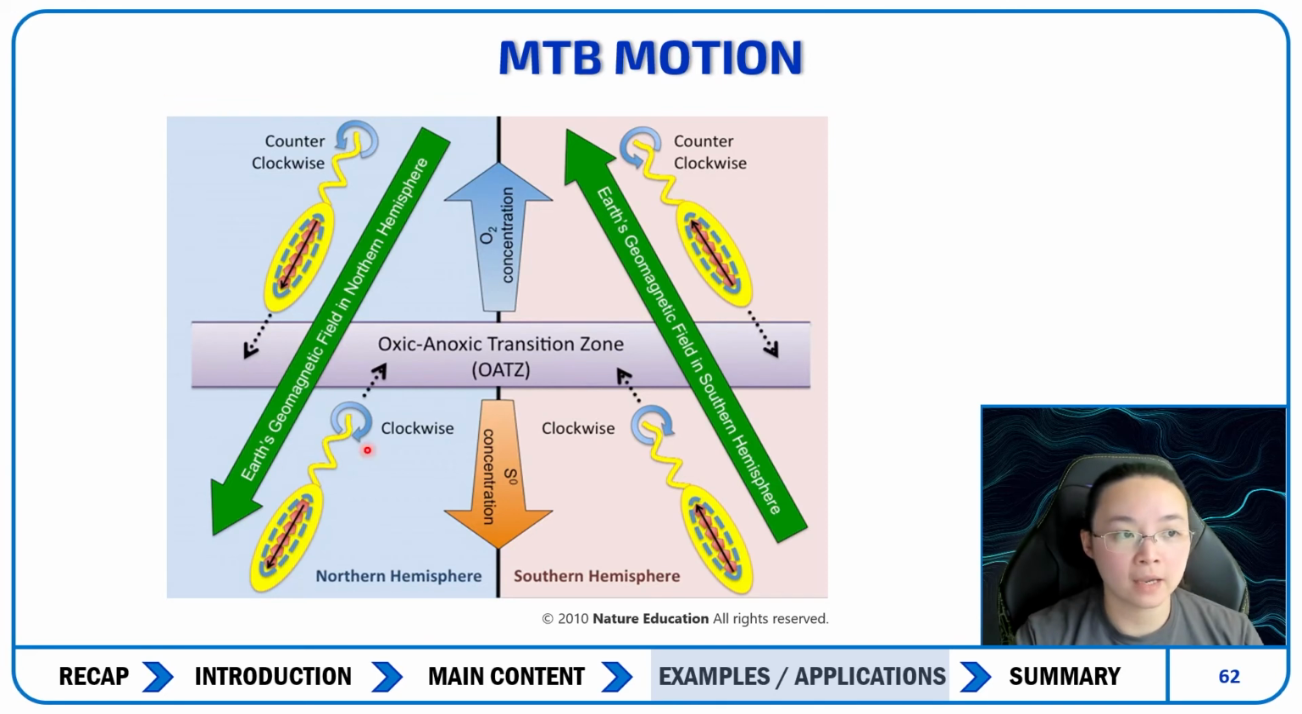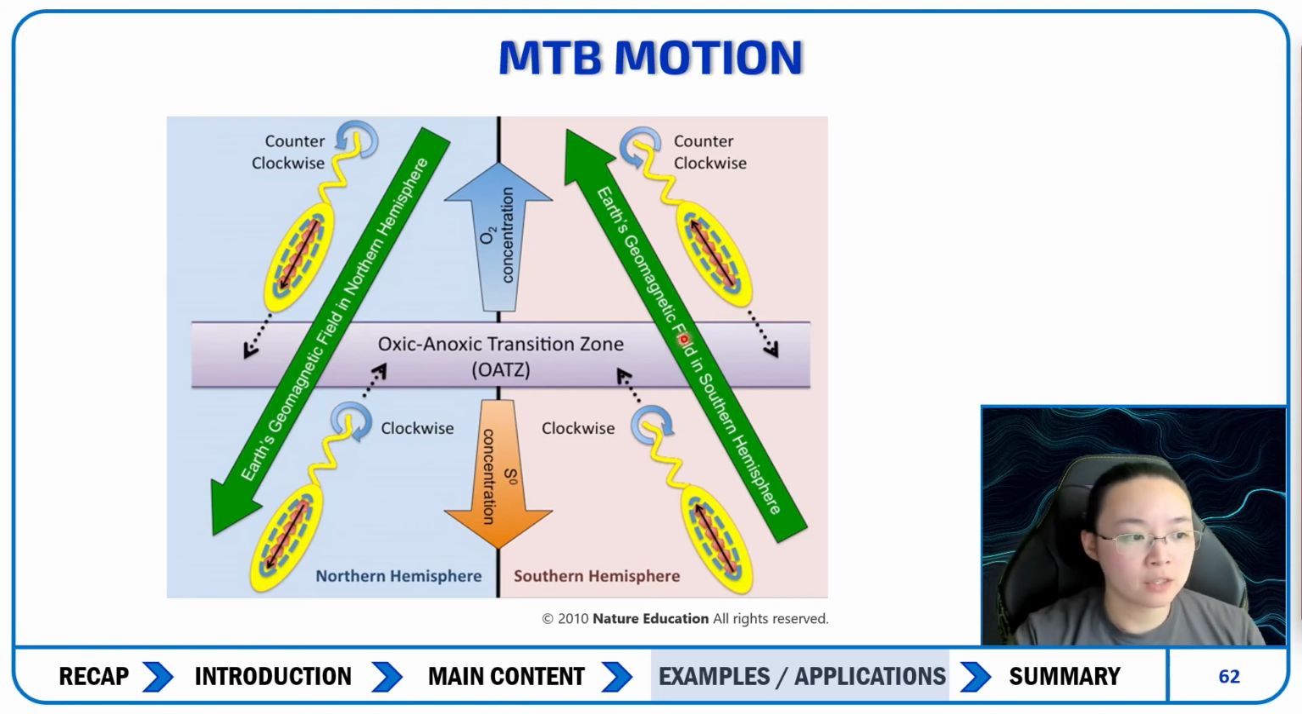So let's take a look at MTB motion. The OATZ is part of the water, right here. The OATZ is part of the water column or sediment where oxygen concentrations are preferred by these MTBs. The dotted black arrows represent the direction in which the MTBs are swimming, and that's just the general guideline because they're just swimming towards the OATZ. So if there are MTBs above or below the OATZ, they're going to move down or up respectively.